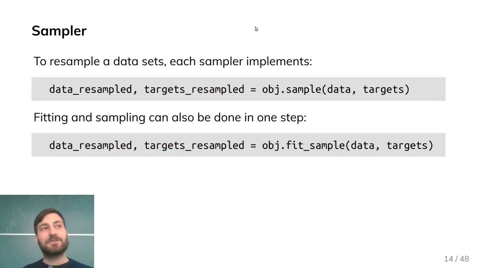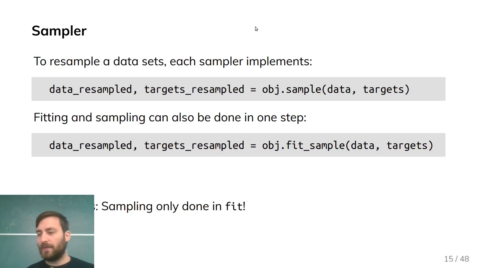The thing that it adds to the scikit-learn API is what they call a sampler. Basically, you have this object, which is a sampler. You can call .sample with the data and the targets, and this will change both the data and the targets. So you can resample them in any arbitrary way. Usually, you do fitting and sampling in the same step by calling fit_sample. This allows you to oversample or undersample your data sets, so to drop samples or to do other things.